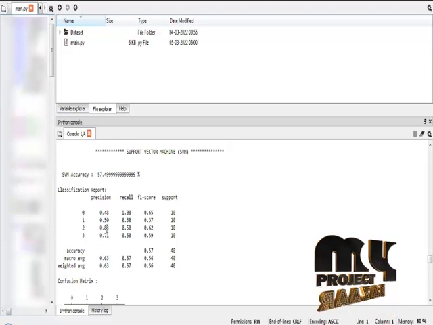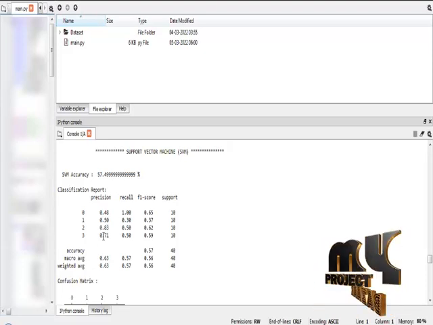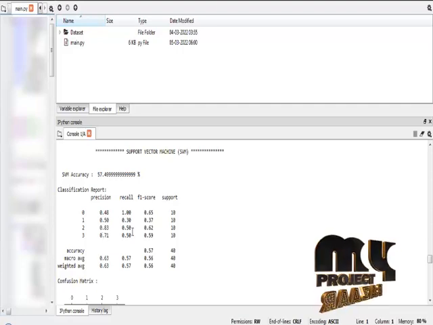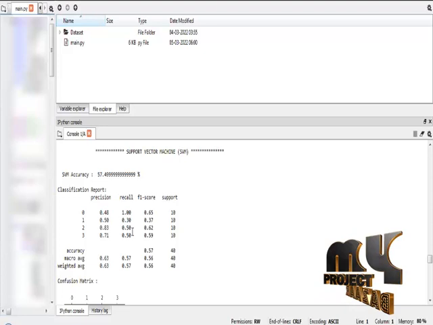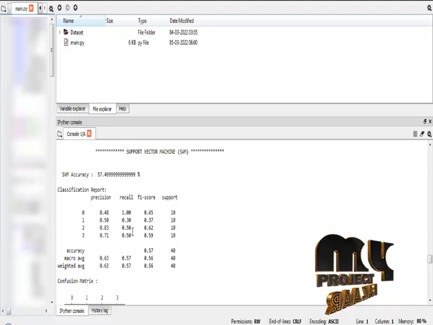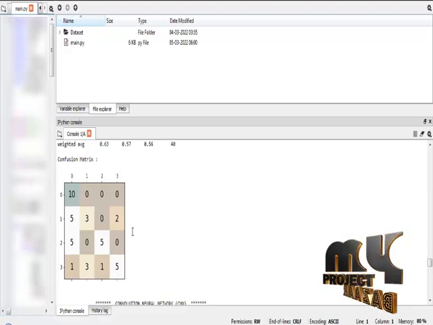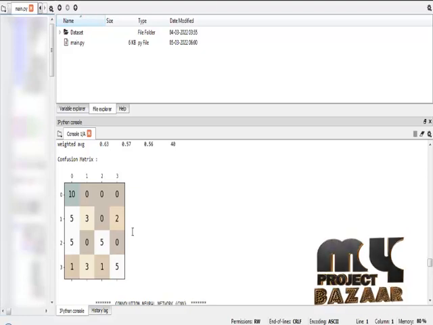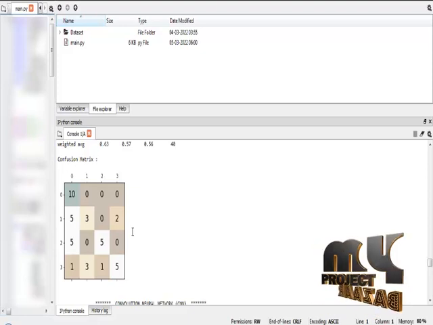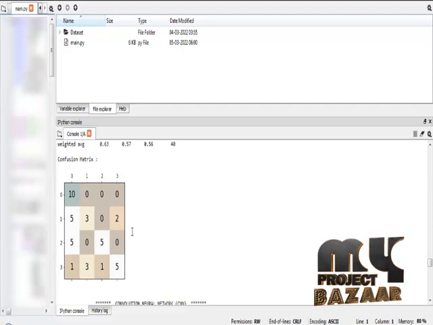So in that we have to find the precision value, recall value, and F1 score value for the 4 different classes. Precision means the number of correct predictions, recall means the number of correct instances of prediction, and F1 score is to measure the test accuracy. And this is the confusion matrix for the support vector machine algorithm. This confusion matrix explains the number of correct predictions and the number of misclassifications by the SVM algorithm for the 4 different classes contained in our dataset.